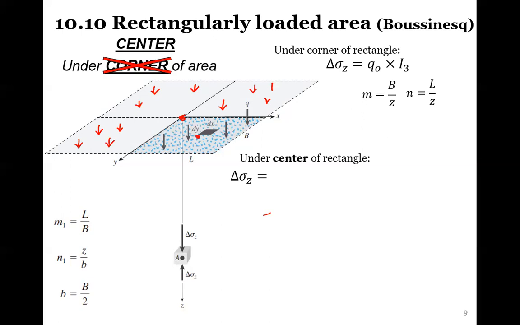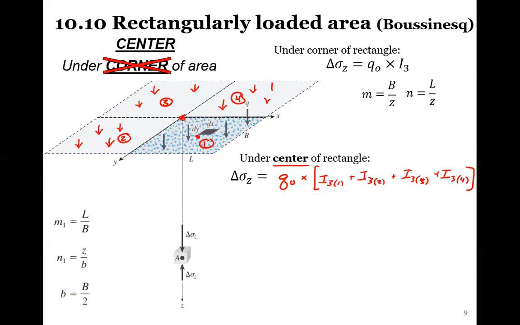So what it actually looks like then, is if we cared about under the center of the rectangle, we would still have our Q naught. But now what we would do is multiply this by I3 for one, plus I3 for the second one, plus I3 for the third one, and plus I3 for the fourth one. So this would be our rectangle 1, 2, 3, 4.